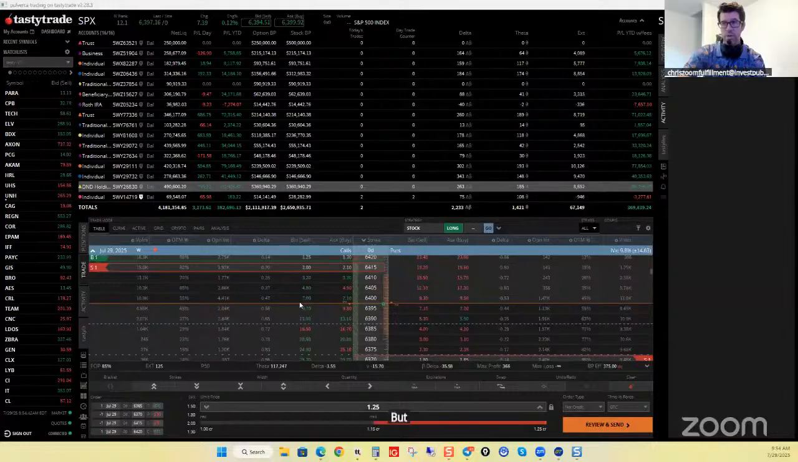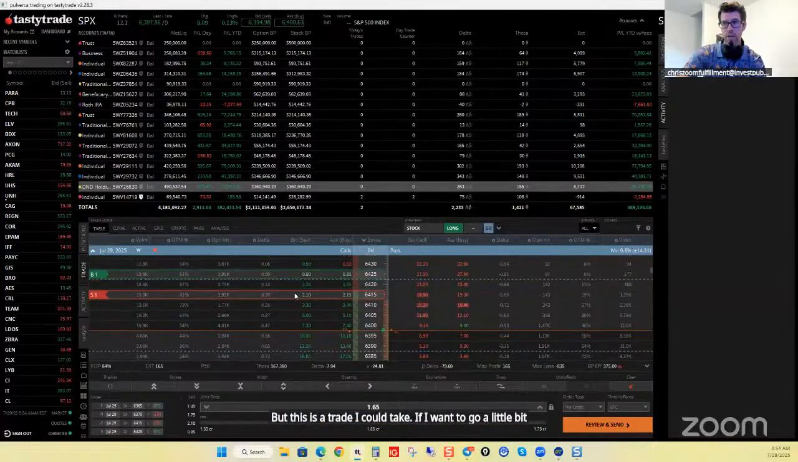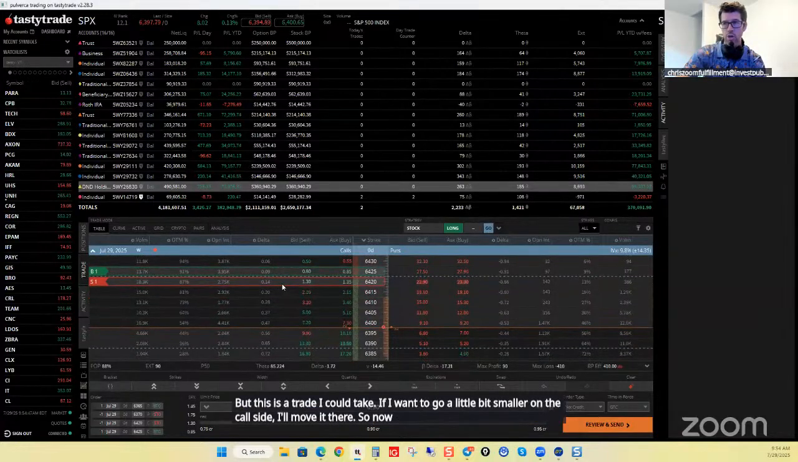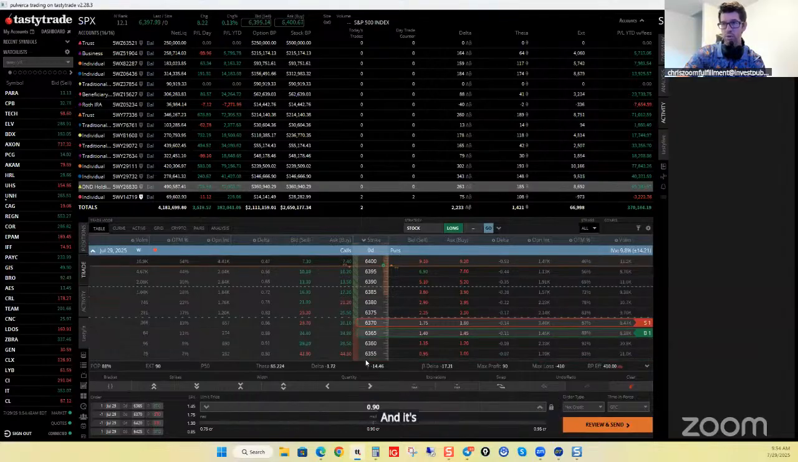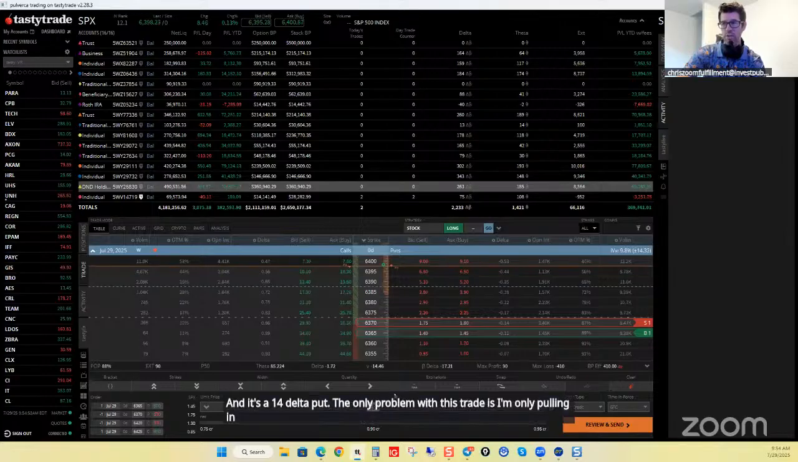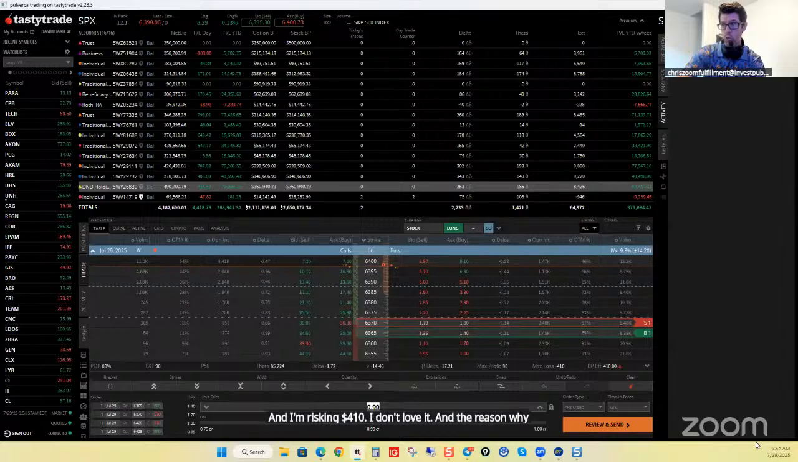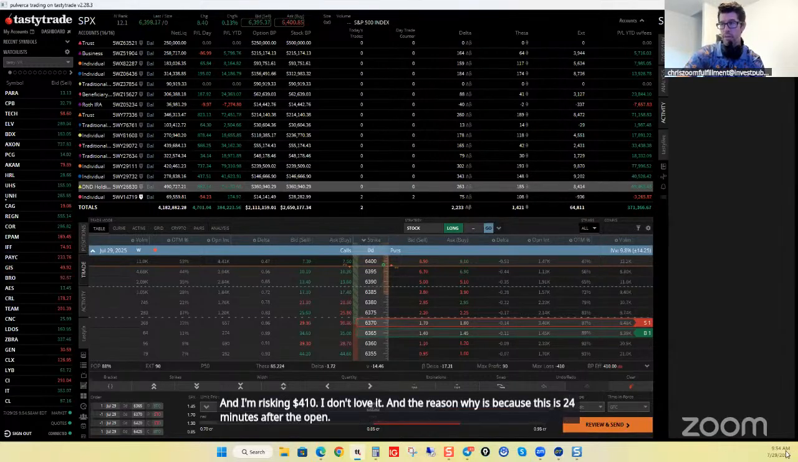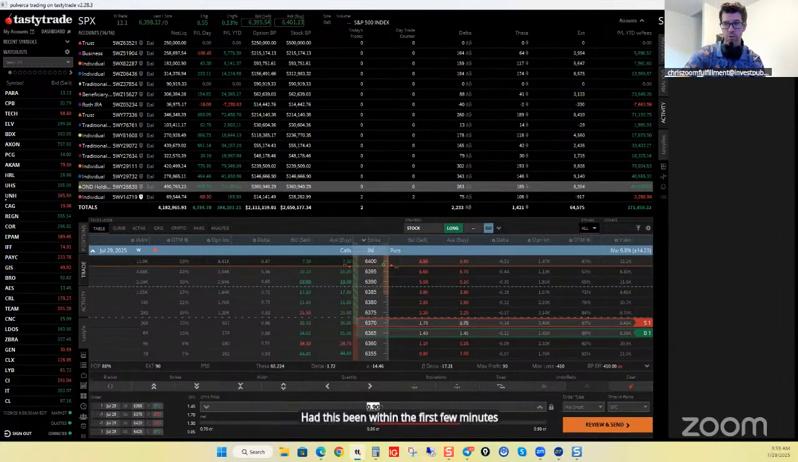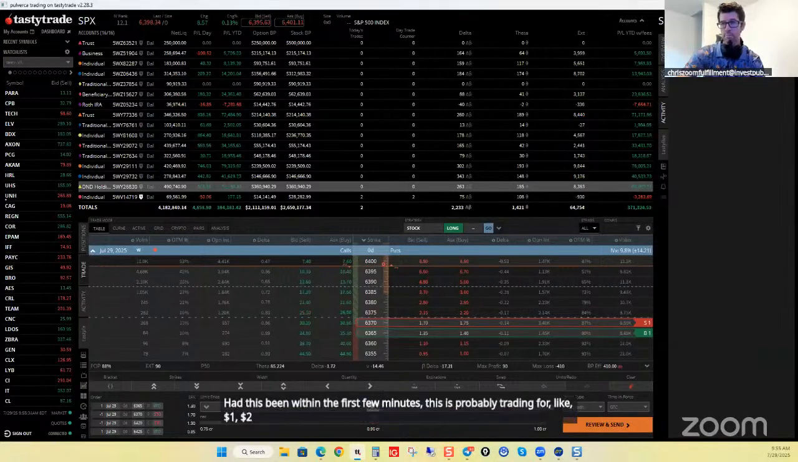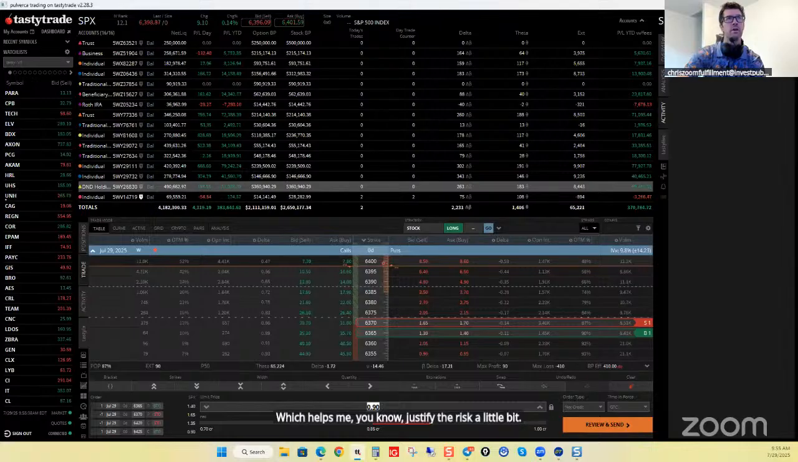But this is a trade I could take. If I want to go a little bit smaller on the call side, I'll move it there. So now it's a 14 delta call and a 14 delta put. The only problem with this trade is I'm only pulling in 90 cents and I'm risking 410. I don't love it, and the reason is because this is 24 minutes after the open. Had this been within the first few minutes, it's probably trading for like $1.20, $1.30, which helps me justify the risk a little bit. That makes sense?